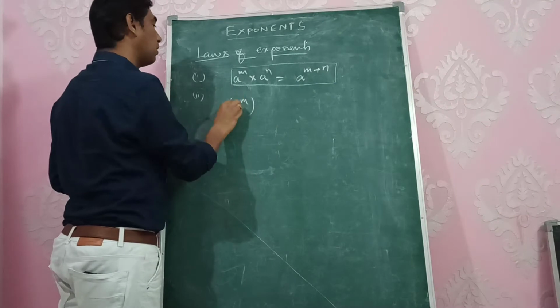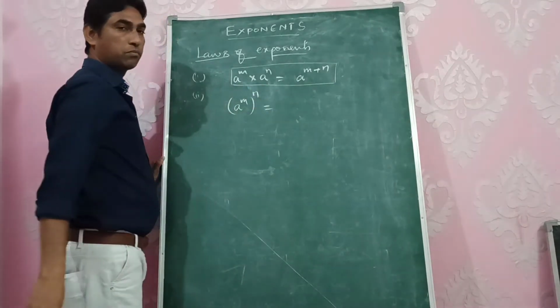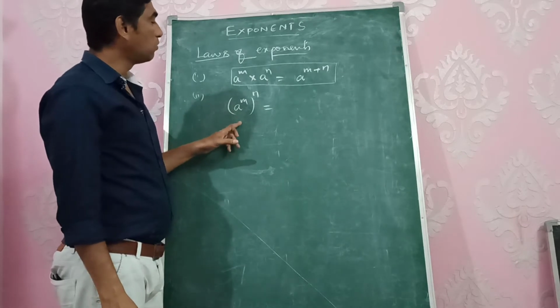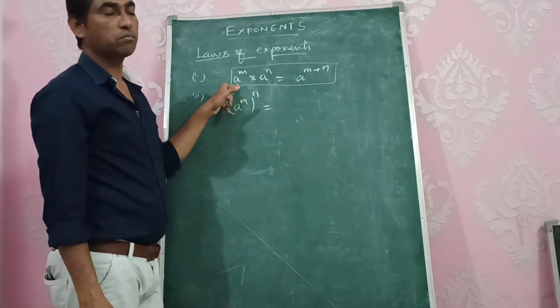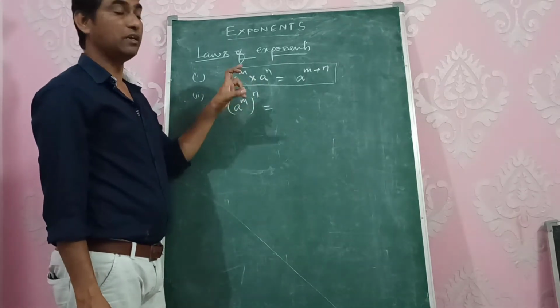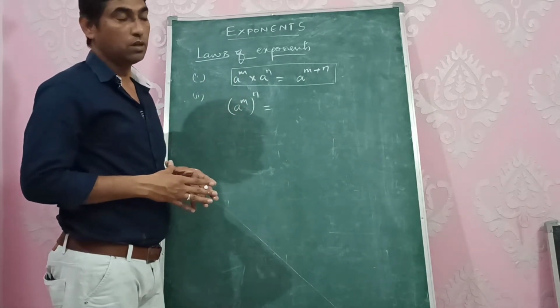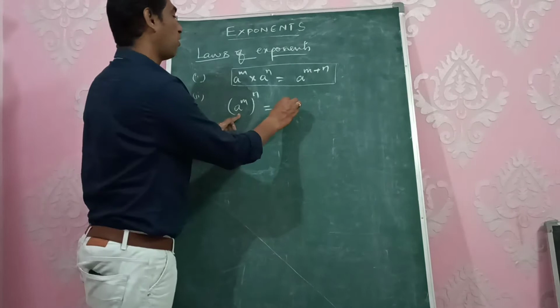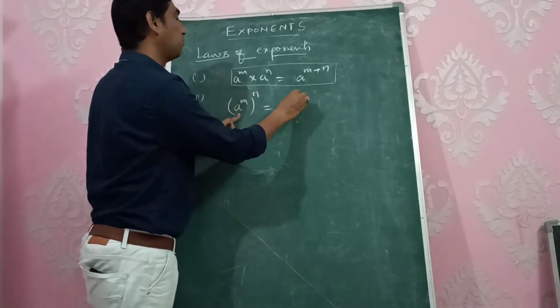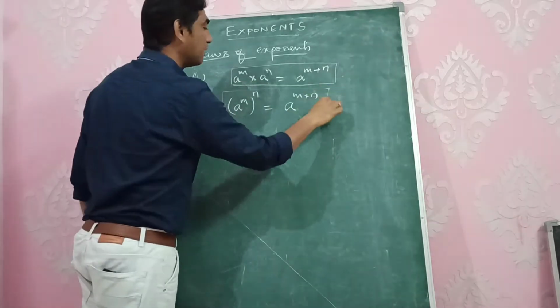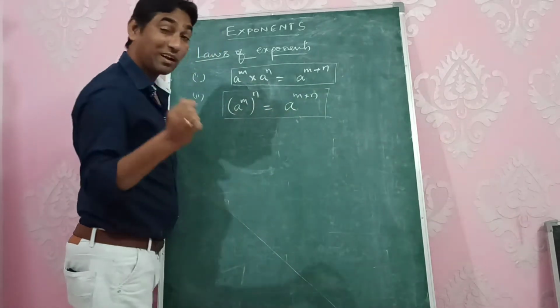Second one: a to the power of m whole to the power of n. The second law of exponents. Power and again power. In this case, we have to multiply the powers. Very simple: a to the power of m into n. What we have to do? m into n.